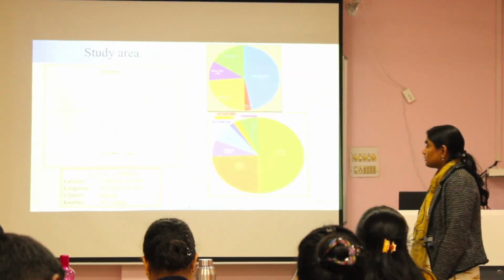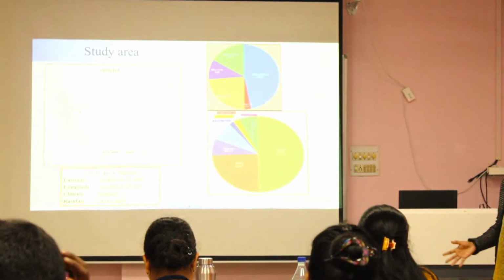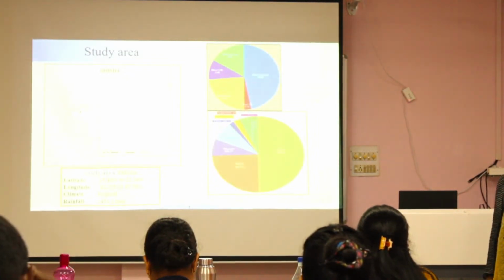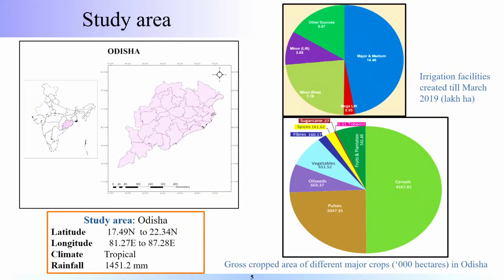So in this particular case, we looked at the whole state of Odisha as our study area. That means we wanted to study all over Odisha what the general pattern of drought is. Some additional information, like irrigation facilities and cropped area, was used just to supplement the pattern of agriculture in the state.